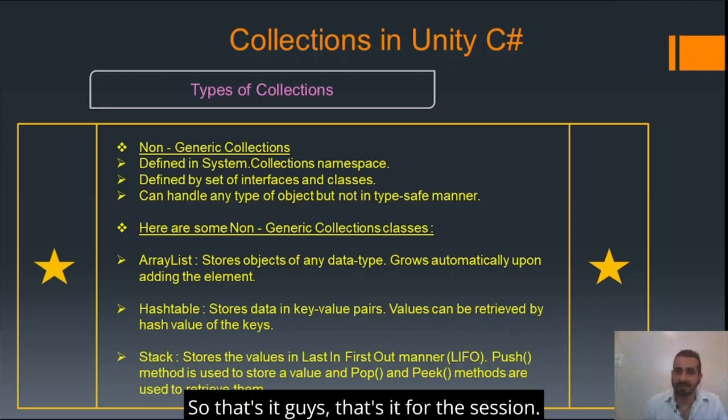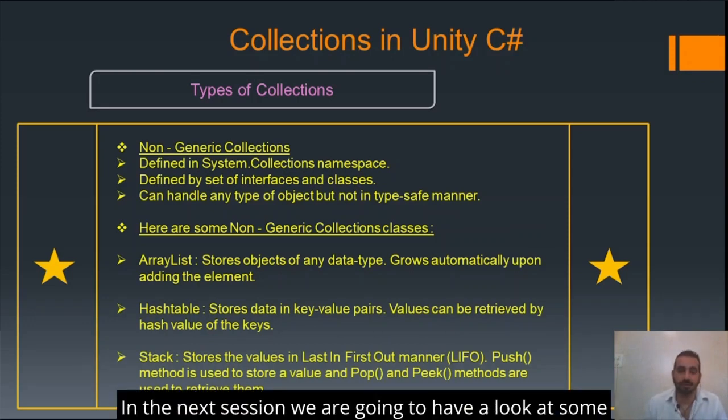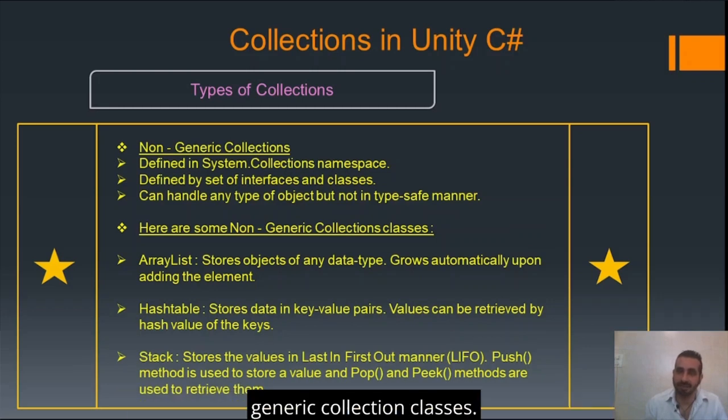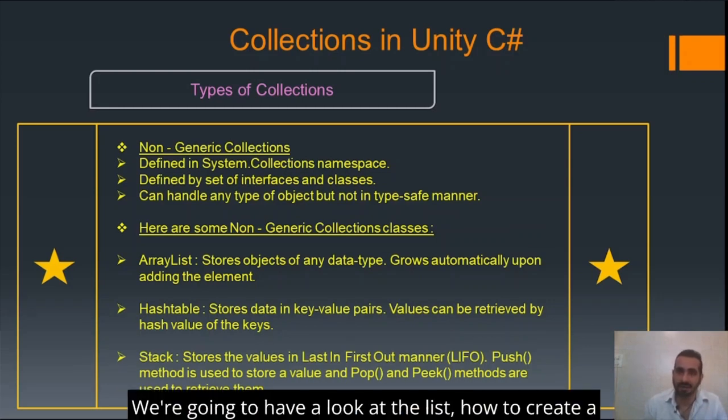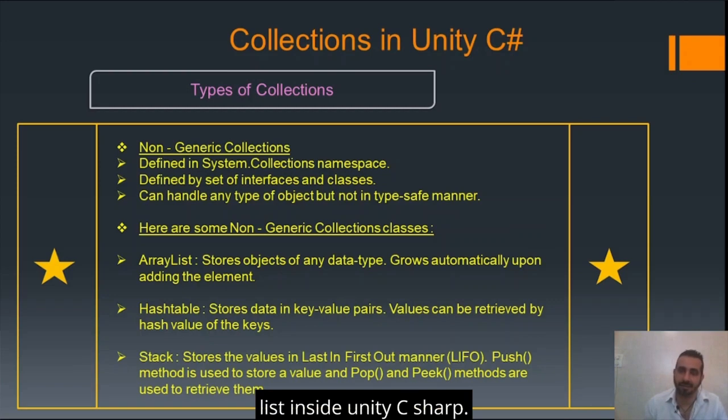That's it for this session. In the next session, we are going to have a look at some generic collection classes. We're going to have a look at a list, how to create a list inside Unity C#.